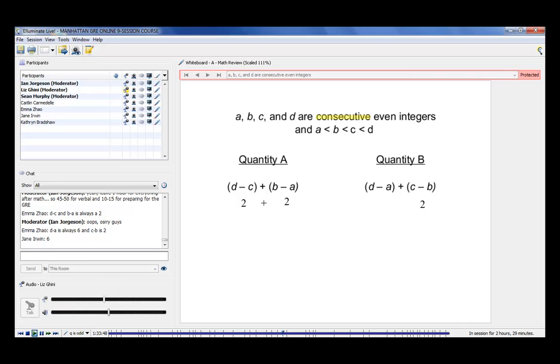Yeah, Jane has it. The key is realizing, wait a second, D minus A. And you could think about it, consecutive even integers. You can just list out some examples, as Catherine said, but D minus A has got to be 6. All right, so the answer here is B. Yeah, exactly. They are consecutive even integers.